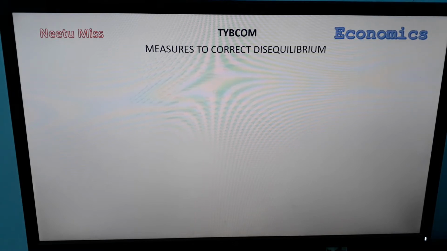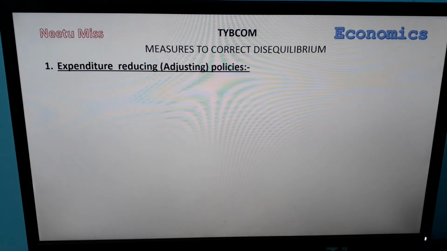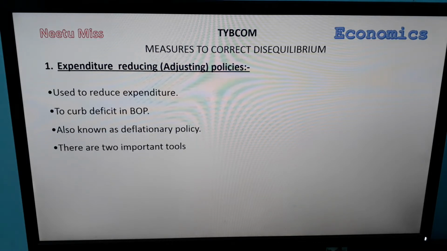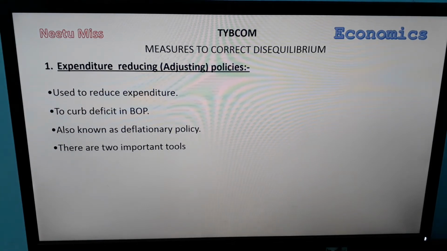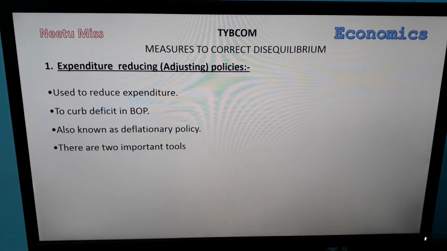Now there are the following measures which we can use to correct disequilibrium. First is expenditure reducing policy or expenditure adjusting policy. Expenditure reducing policy is used to reduce expenditure. It helps to curb deficit in a balance of payment. Curb means to remove or cut down. So expenditure reducing policy reduces expenditure and it also helps to reduce deficit in balance of payment.